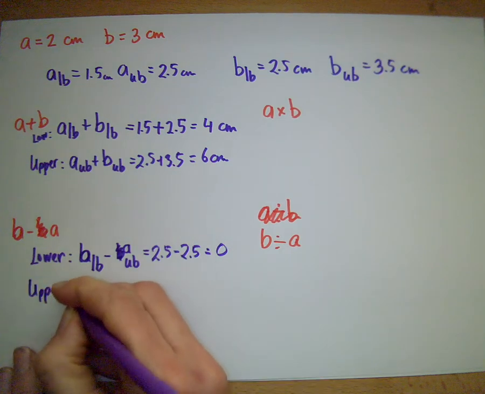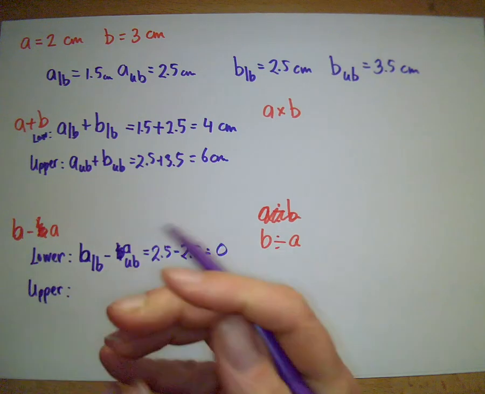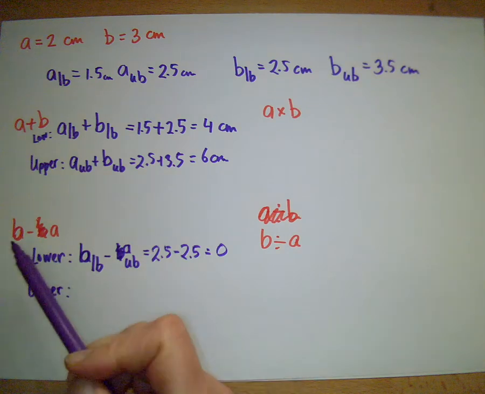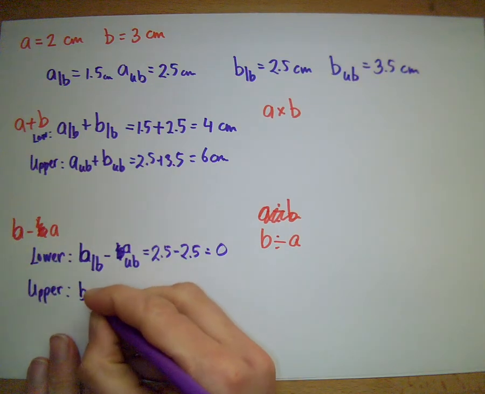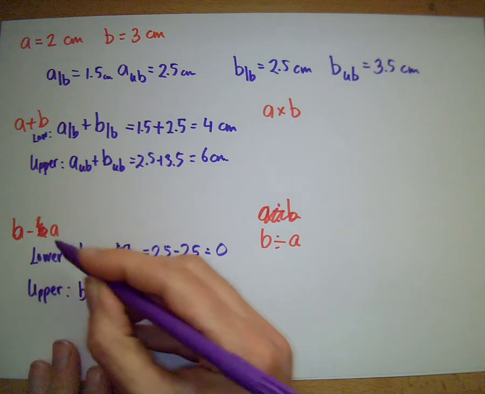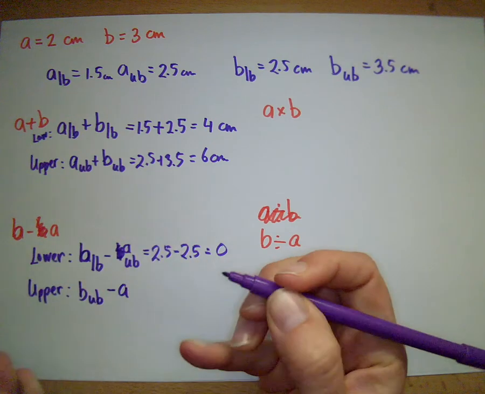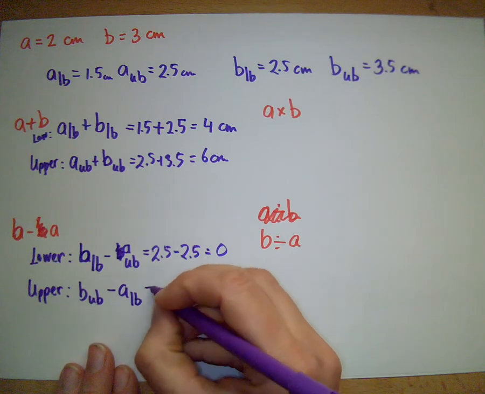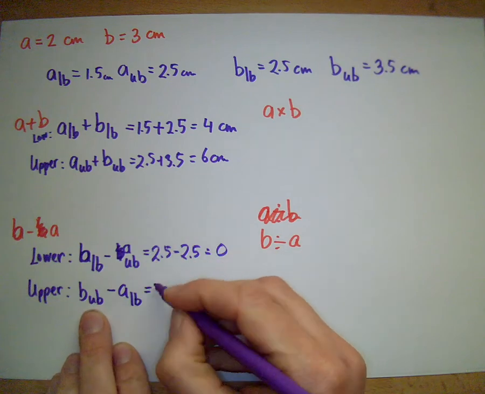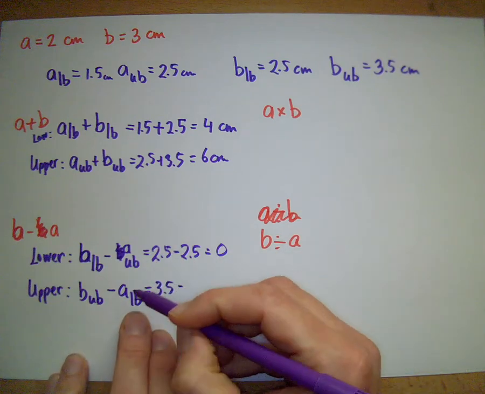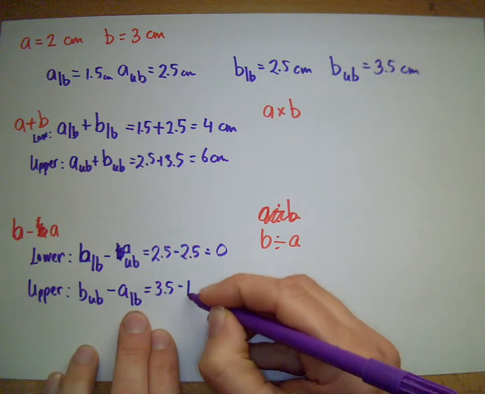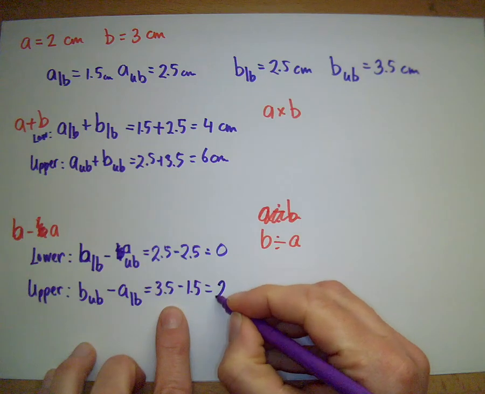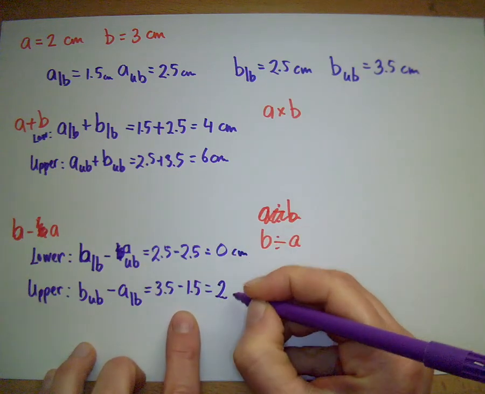The upper bound of B minus A, how do we get the highest number for B minus A? Well, you may want to start out with a big number, the upper bound of B, and subtract as little as possible to have as much left as you possibly can. So B's upper bound is 3.5, and we subtract as little as we can, A's lower bound, which is 1.5. And this is 2. Right? And we're talking centimeters, of course.